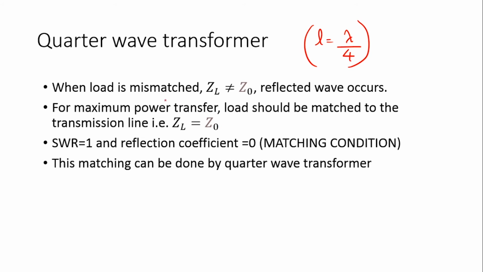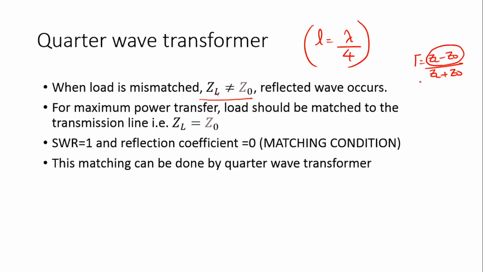And when a load is mismatched, this is general case. If we consider a transmission line, when the load is mismatched, what will happen? ZL will not be equal to the characteristic impedance. So when the input and output impedance are not matching, there will be reflected wave, because we know that reflection coefficient, the equation is ZL minus Z0 divided by ZL plus Z0. So what will happen when these are different? Then there will be reflection. Reflection means there will be loss.